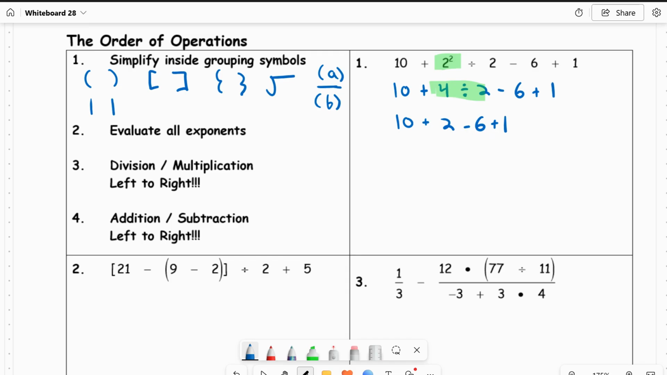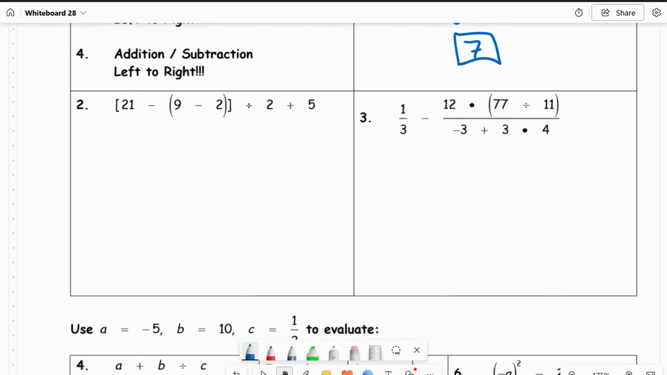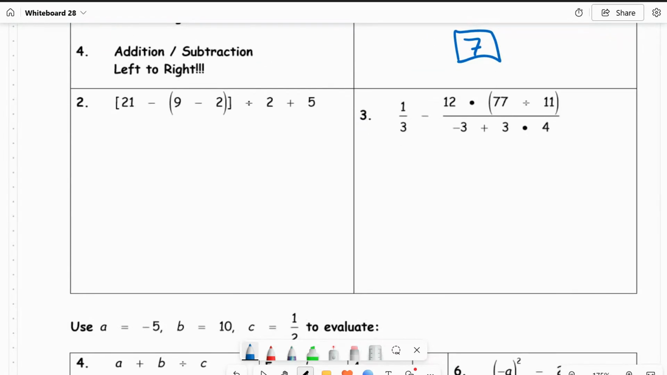Since that is all of our operations, let's just go left to right. So we'll add 10 and 2 first, which gives us 12 minus 6 plus 1. Now we'll take 12 minus 6, which is 6, plus 1. 6 plus 1 gives us 7. Okay, we will also do number 2 here, and we'll save number 3 for class.